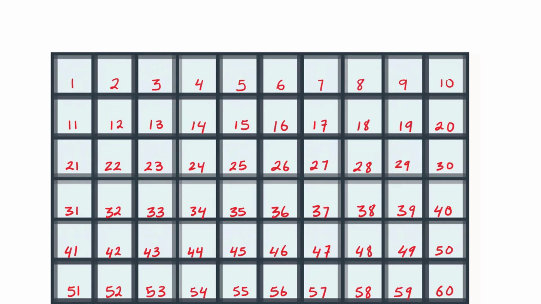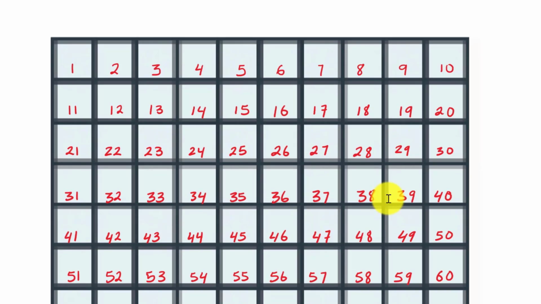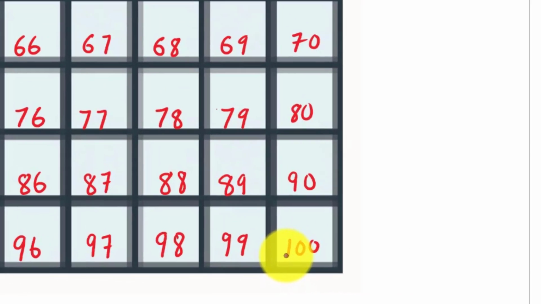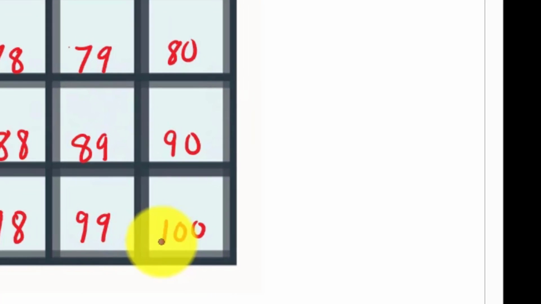In the last lesson, we learned how to count 1 to 100, and we also learned how to write the numbers from 1 to 100. In this lesson, we are going to learn about place values. So let's go back down here, and we have 100. And this 100 number is made up of how many digits? 3 digits. 1, 2, 3.